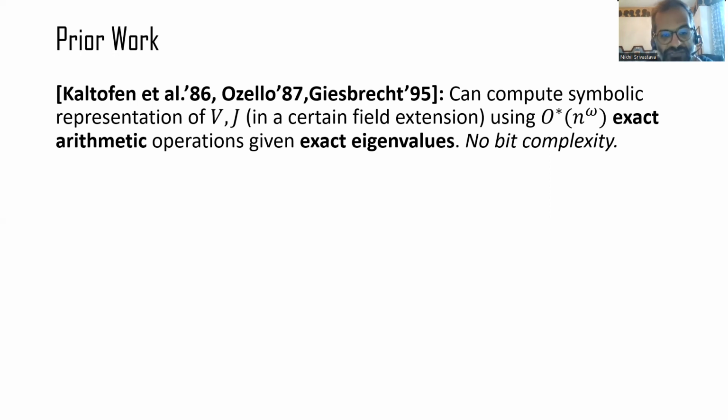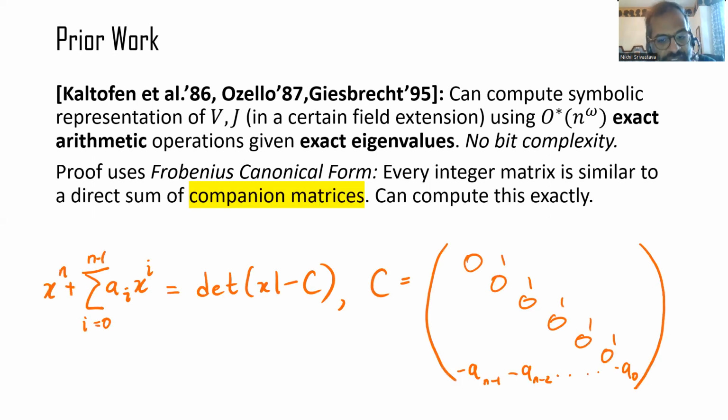This algorithm is based on a very nice idea, which is related to something called the Frobenius canonical form. A key idea that appears in these proofs is that every integer matrix is similar to a direct sum of companion matrices. That's called the Frobenius canonical form. It's not the Jordan normal form, but it's some other kind of canonical form.